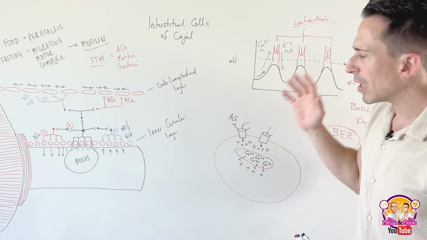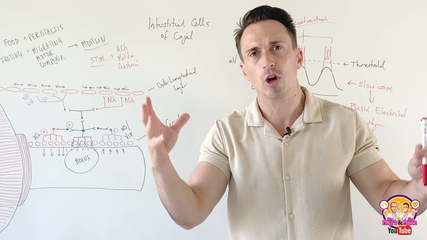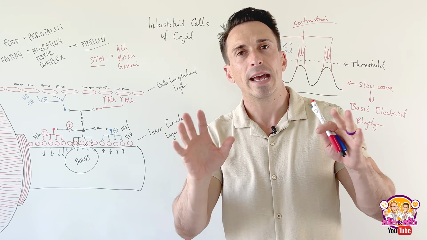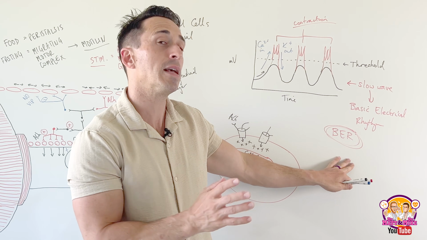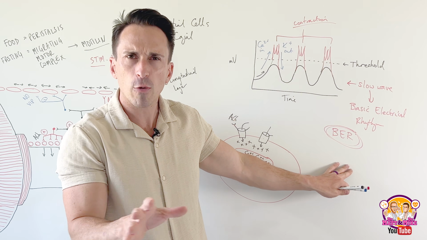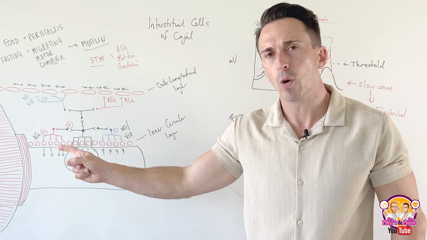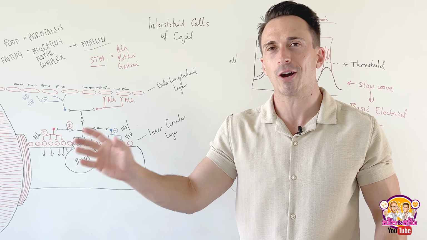So I hope this is making sense. This is what occurs all the way from the esophagus to the stomach to the intestines. It's just that these slow waves and the basic electrical rhythm varies, but this same mechanism occurs all throughout. I'm Dr. Mike. I hope that makes sense.